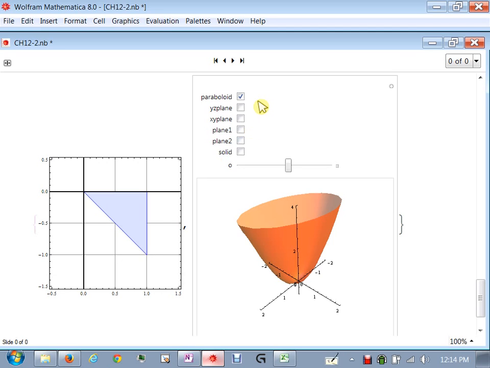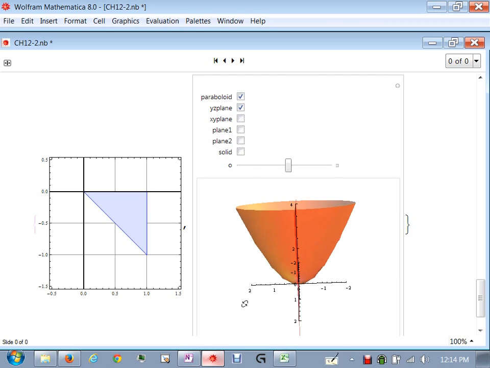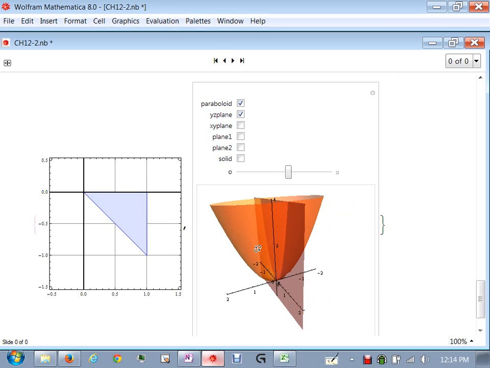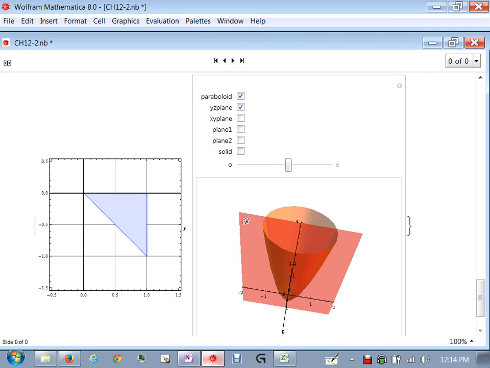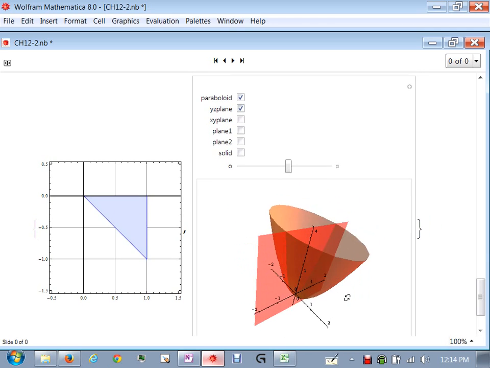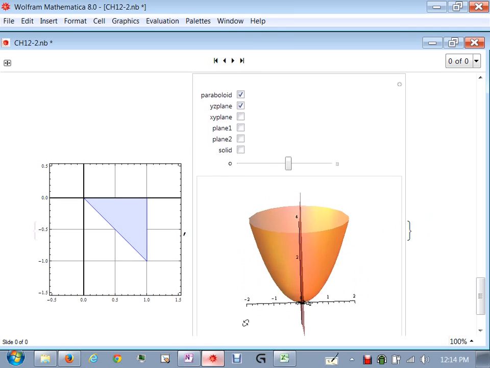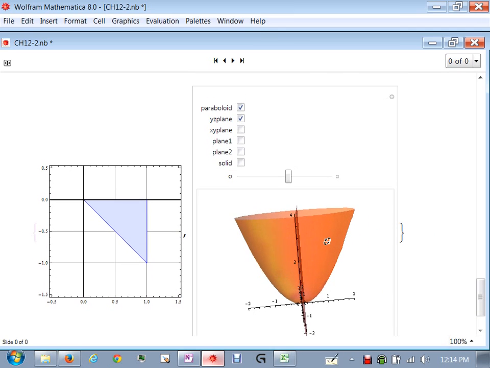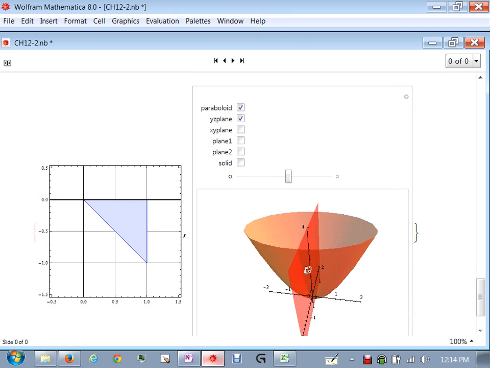Maybe I used a different function. This is supposed to be the y-axis. Maybe I used a slightly different variation of the problem. So there's x equals 0. Do y'all follow that? That's x equals 0.